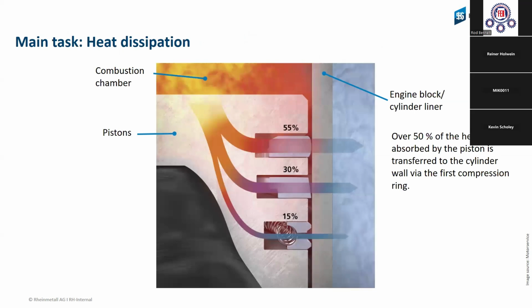The second part is the heat dissipation. That means the heat we created in the combustion chamber because of the fuel burning also goes inside to the piston. Some of the heat goes out to the exhaust pipe, some heat goes to the cylinder liner and into the water chamber, but some heat also goes to the piston, and the piston must also be cooled down.